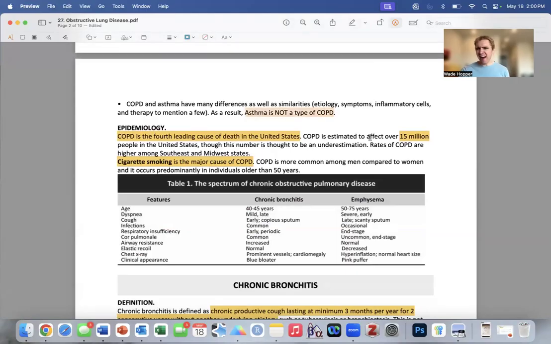Mentions asthma is not a type of COPD. That's a murky, unclear, and debatable point. Asthma has obstructive physiology, period. I'll just leave it at that.